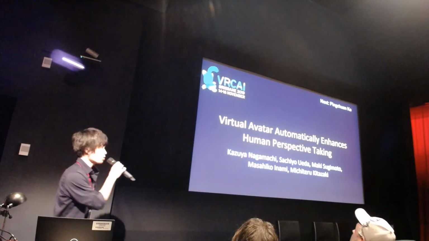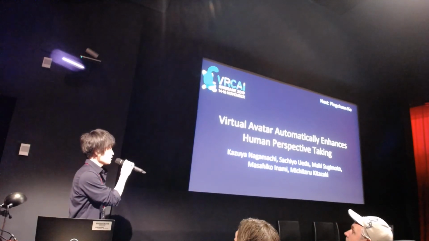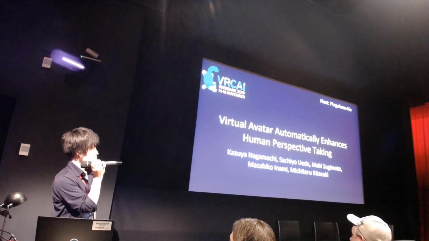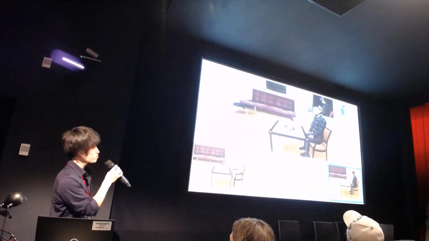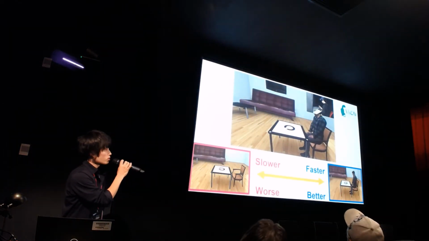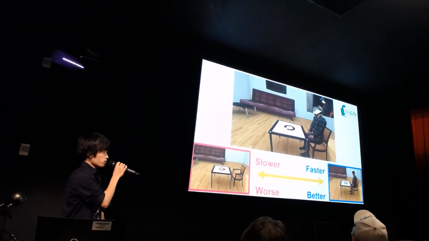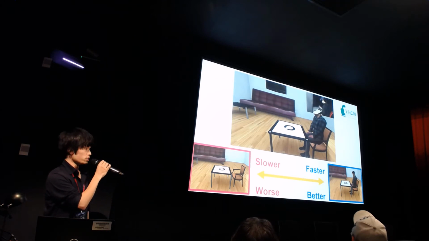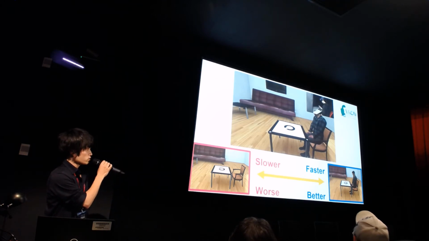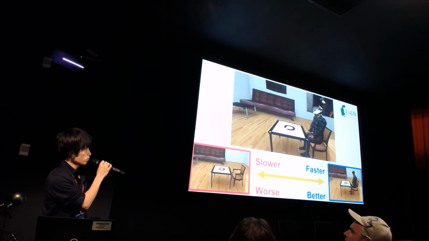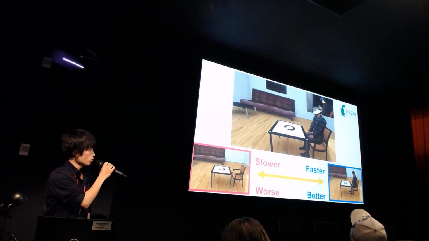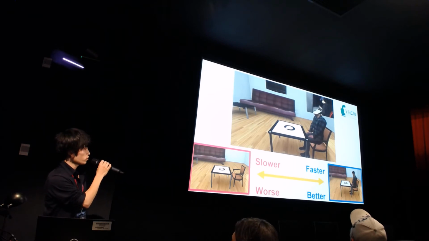Hi everyone, I'm Kazuya Nakamachi. Our research theme is perspective taking. Perspective taking is a basic human ability to infer others' mind or feeling. We ask subjects to judge the gap orientation of the stimuli from the direction of a chair or humanoid avatar.